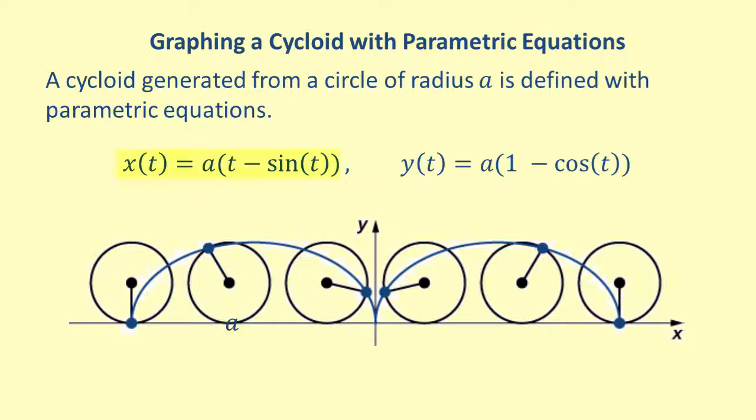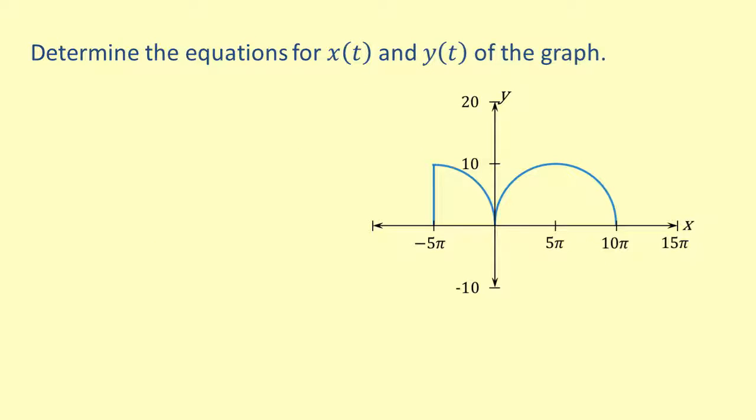We have x of t equals a times the quantity t minus sine t, and y of t equals a times the quantity 1 minus cosine t. We can easily graph cycloid functions. It is also easy to determine the equations of a cycloid by looking at its graph.